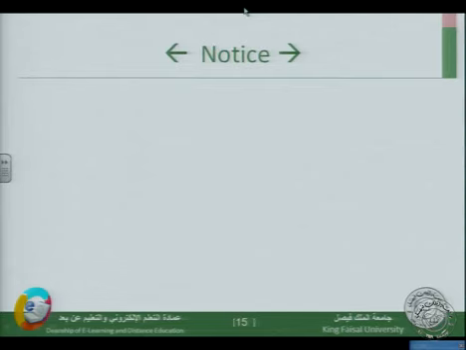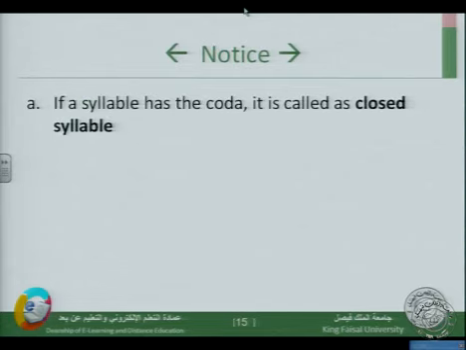Here we have kind of a notification. The notification says, if a syllable has the coda, it is called a closed syllable. Okay? If the word has a coda, it's called closed syllable, like cap, sit, man. Okay, how many syllables does it have? Okay, let us start now.